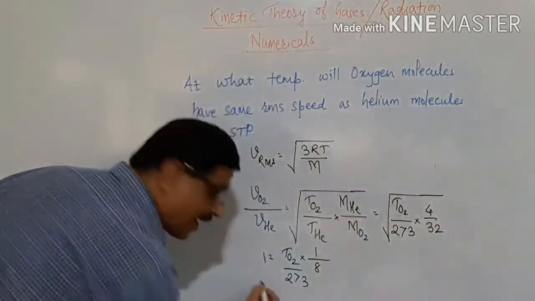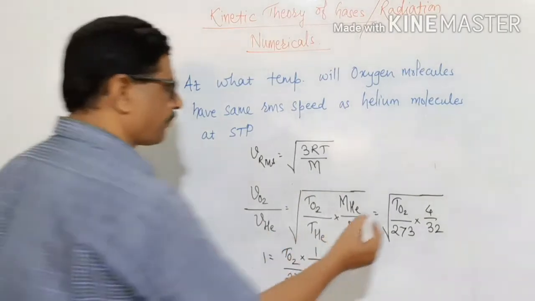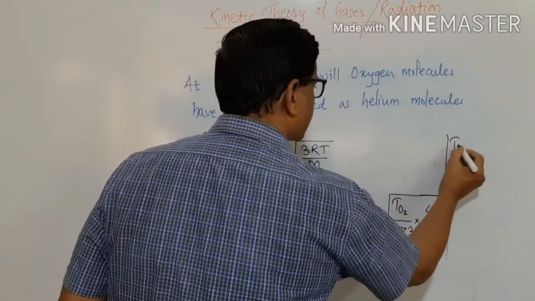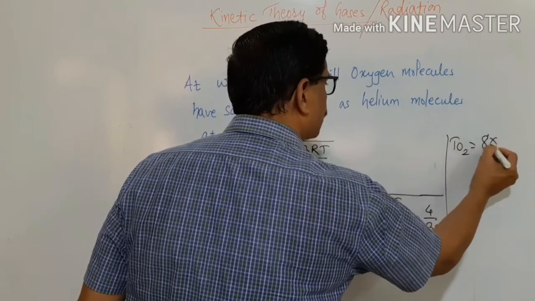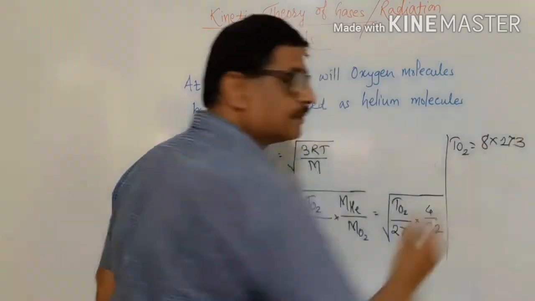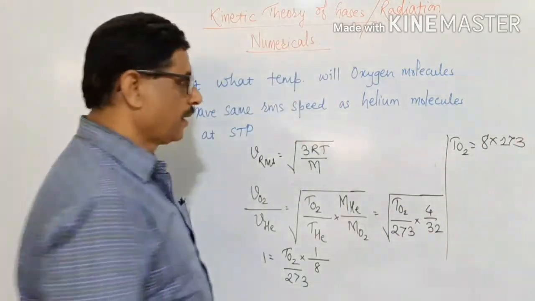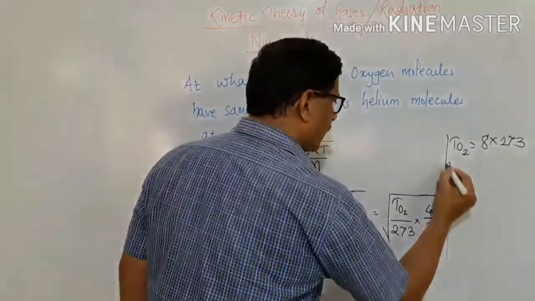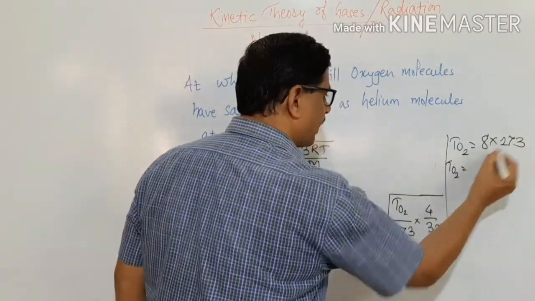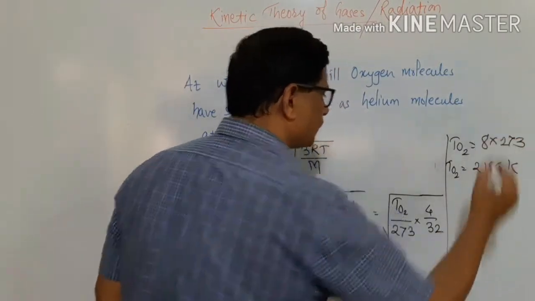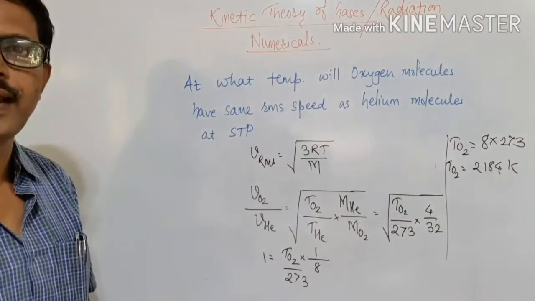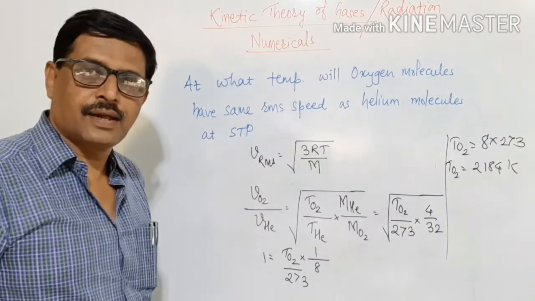Therefore, the required temperature of oxygen will be equal to 8 into 273, and 8 into 273, the temperature of oxygen required, is 2184 Kelvin. 2184 Kelvin.